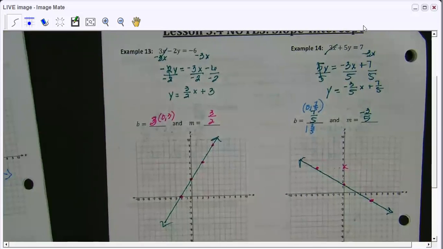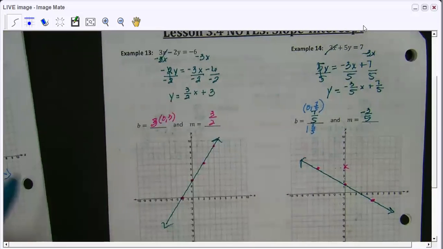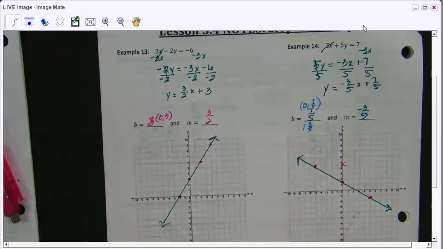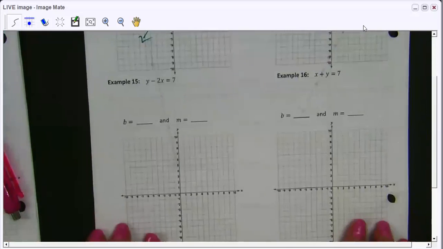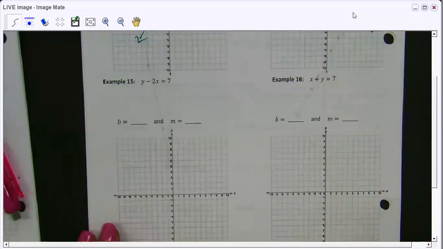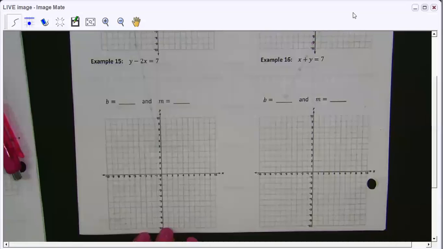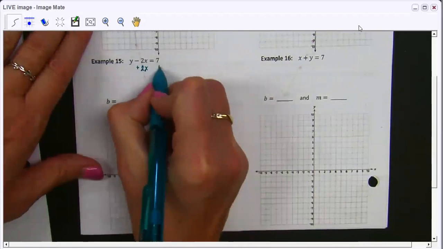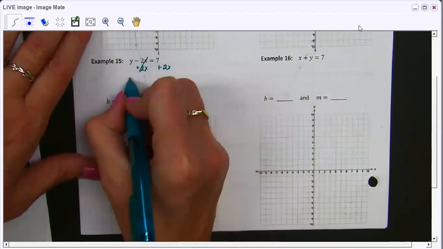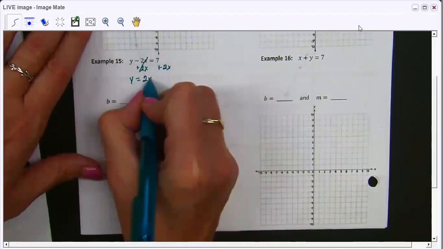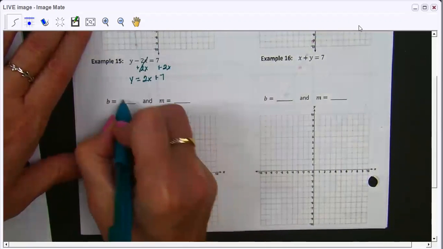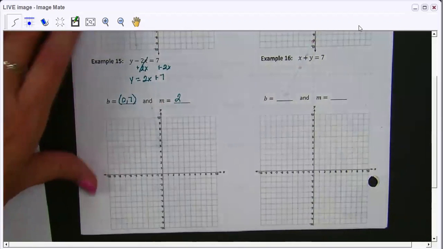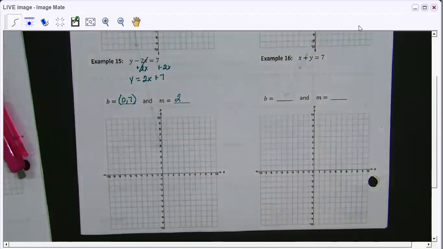All right. Well, why don't you go ahead and work on 15 and 16? And then we'll come back to check those. So this one did not require a whole lot of work to get the equation into slope intercept form. So that's what you should have gotten once you did that.